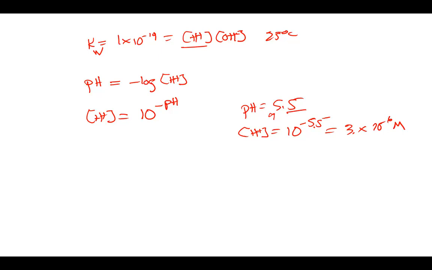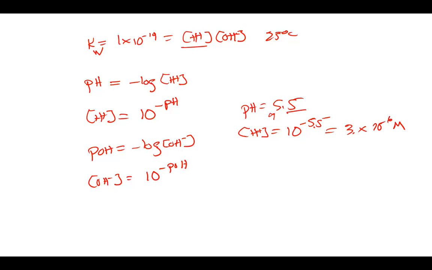All right. If you want to get a little fancy, you could also find pOH. I don't think your book actually tells you to do that, but that would be the negative log of the hydroxide ion concentration. And you could also find the hydroxide ion concentration by taking 10 raised to the negative pOH.